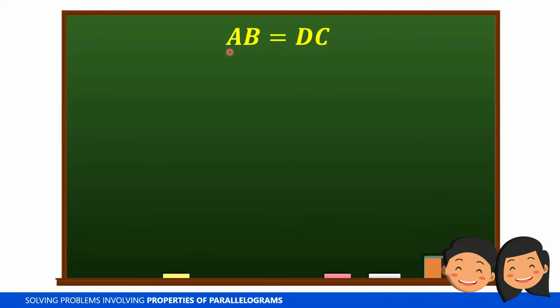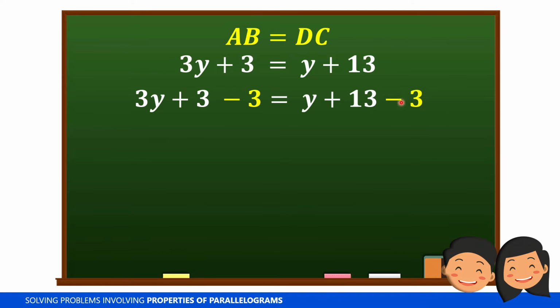Again, the length of side AB is equal to the length of side DC. If AB is equal to 3y plus 3, then it is equal to y plus 13, which is DC. First, let's eliminate positive 3 on the left side. And to do that, we have to use addition property of equality. So let's add negative 3 to both sides of the equation.